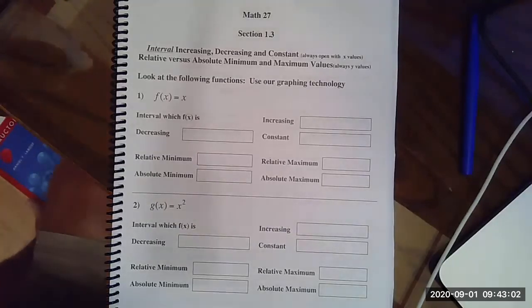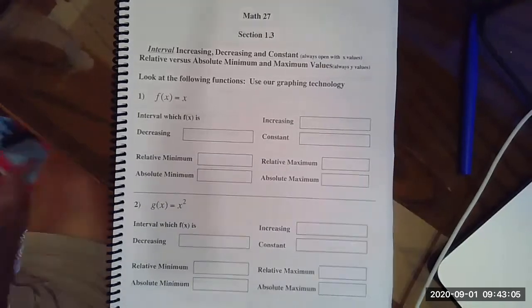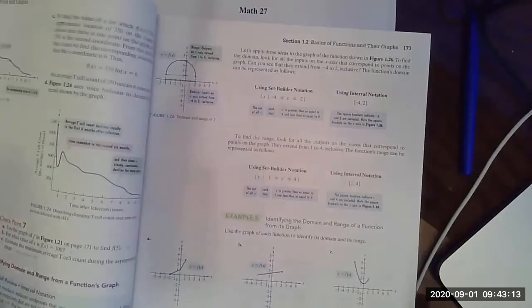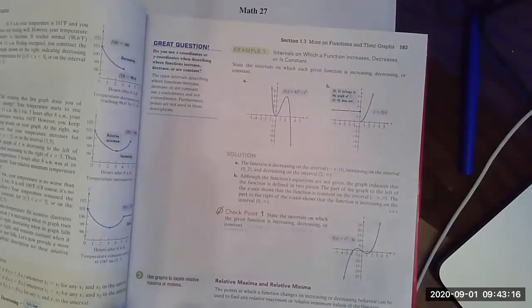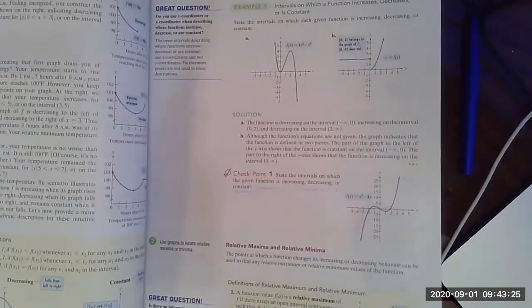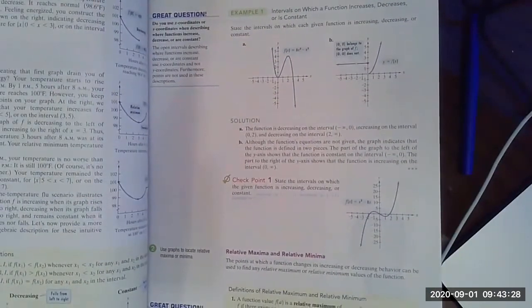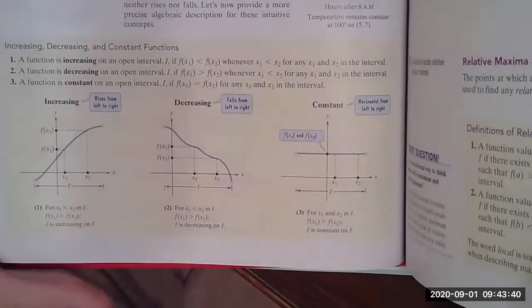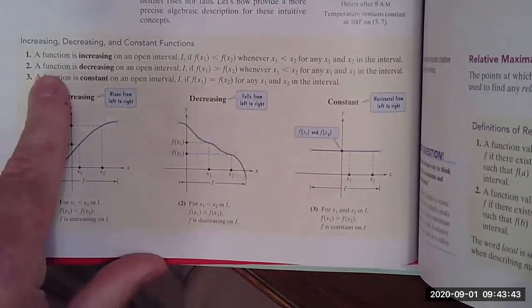Your author has formal definitions of everything in here. I'm going to point it out to you. Then I'm going to paraphrase everything to kind of help you have a little memory device. Hopefully it does help. Increasing, decreasing. So on page 182, down at the bottom. Formal definition with some pictures here.